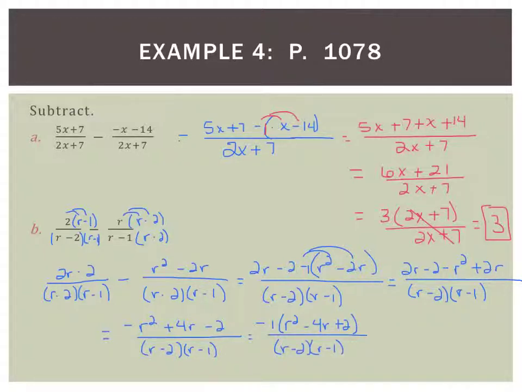And then factor that. So it's r times r, 1 times 2, and there's no way to get 4, so that's not factorable. So this would be my final answer. And if you left it like this, that would work also.